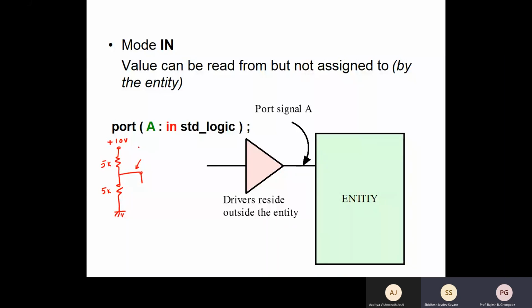What will be the voltage? 5 volts. It is 10 volts multiplied by 5K divided by 5K plus 5K. The simple potential divider, so you get 5 volts. But this is the open circuit voltage.